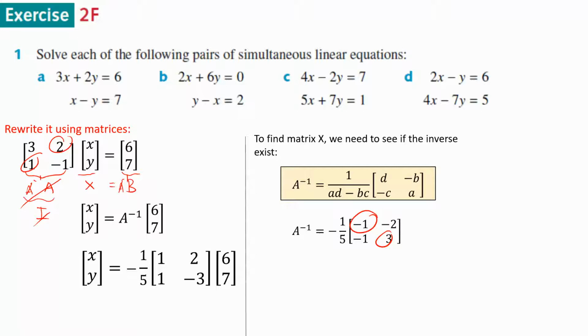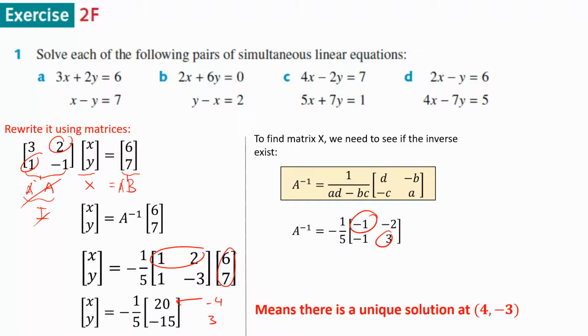Do your matrix multiplication. Row 1 times column 1. So 1 times 6 plus 2 times 7, which gives you 20. And then 1 times 6 plus -3 times 7. So that will become 6 minus 21. Yeah? So what I get is 20 and -15. But don't forget, you had the -1/5 on the outside. You can times them both in. So what's -1/5 of 20? -4. And then -1/5 of -15, 3.